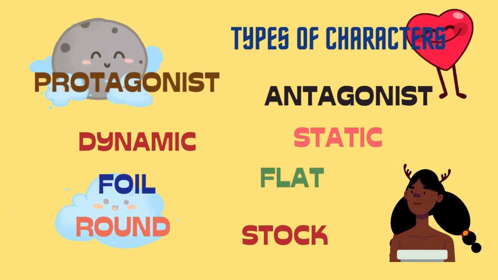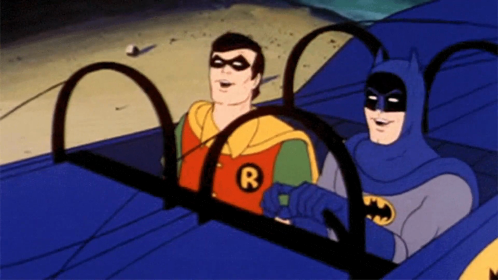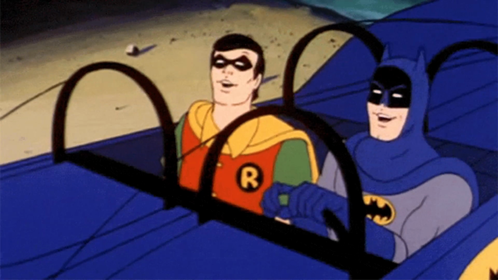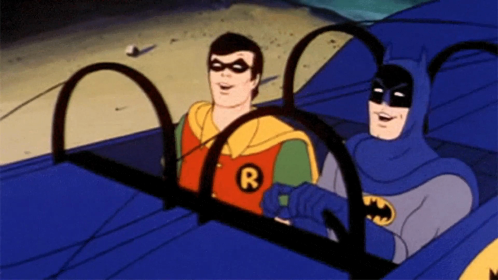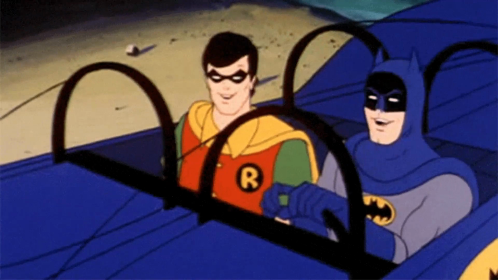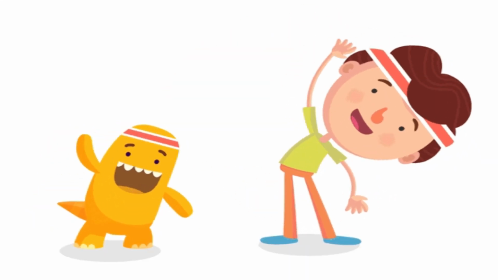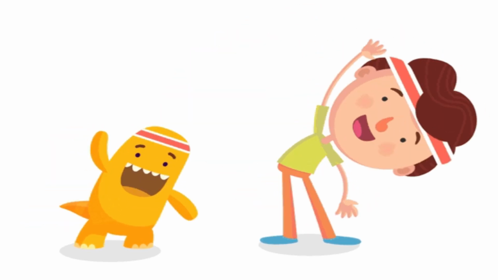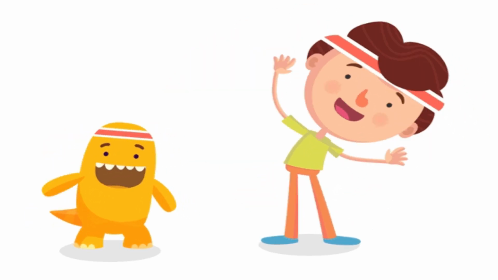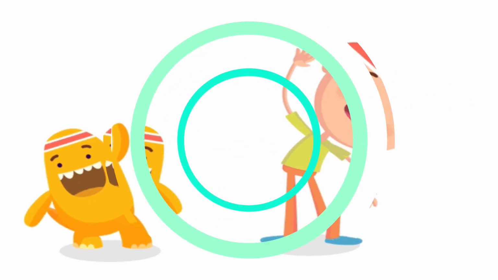Dynamic. The concept of dynamic and static characters is closely tied to character development. A dynamic character is one who goes through some sort of change. They show character development. A protagonist is usually a dynamic character. Dynamic characters change throughout the story. They may learn a lesson, become bad, or change in complex ways.